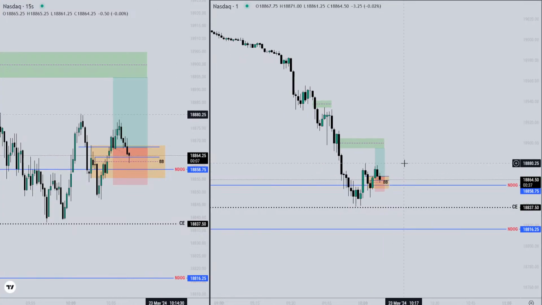I need more confirmation that the market really would love to go higher. So after getting that more confirmation, I will go for that trade.